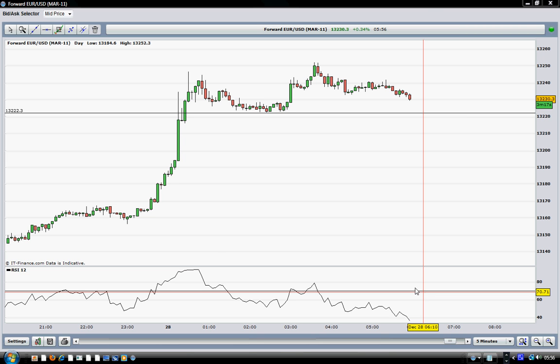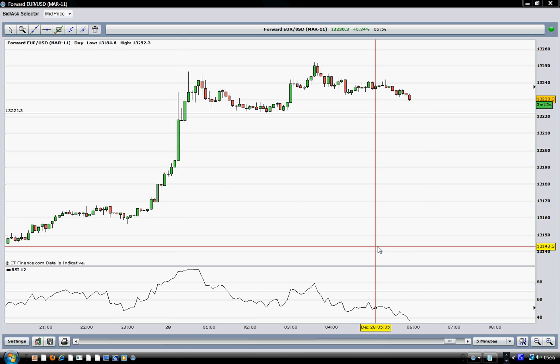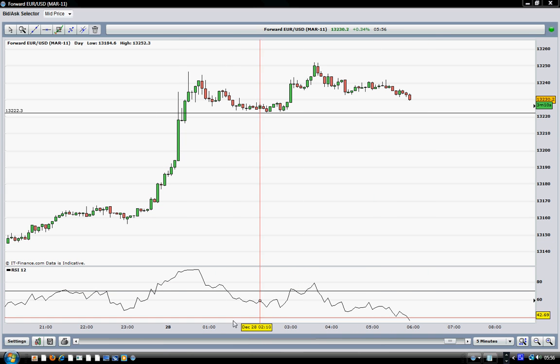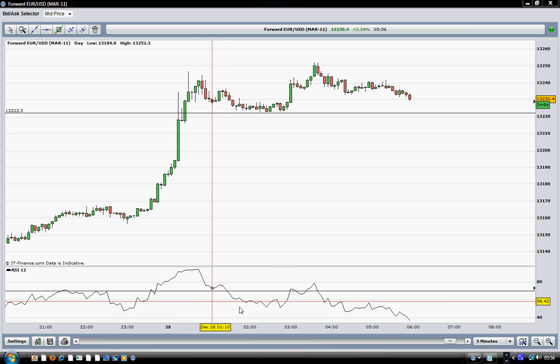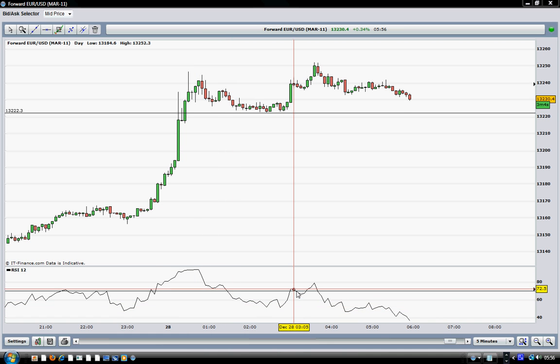So right here, I want to talk to you about the RSI indicator. I haven't been talking about this indicator for some time because it is not my favorite indicator. I use mostly the TSTW24 trading system.